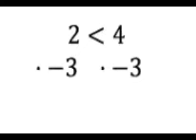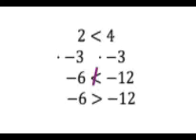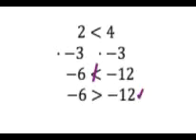Let's try multiplying this inequality by negative 3 and see what happens. The 2 on the left times negative 3 gives me negative 6, and the 4 on the right times negative 3 gives me negative 12. Is the inequality still true? Is negative 6 less than negative 12? Well, of course. Whoa, wait a second. Negative 6 is not less than negative 12. That is not true. What? In fact, the opposite is true. Negative 6 is greater than negative 12. So you have to reverse or flip the inequality to make the inequality true again?